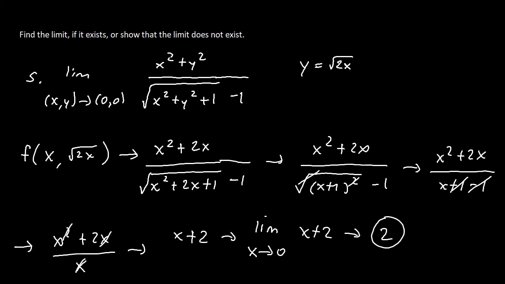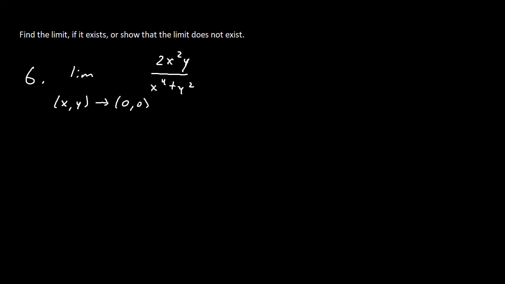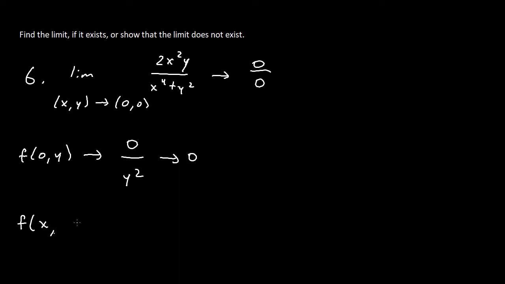So for number 6, we have the limit of 2x squared y over x to the 4th plus y squared as x and y approach 0 and 0. Obviously with direct substitution, it will lead us to 0 over 0, so we can't use that. So let's go ahead and make x 0 first. f of 0 comma y is going to be 0 on the numerator and then y squared on the denominator. So we'll end up getting 0. And if we make y 0, so we have f of x comma 0, we'll get 0 on the numerator and then x to the 4th on the denominator.